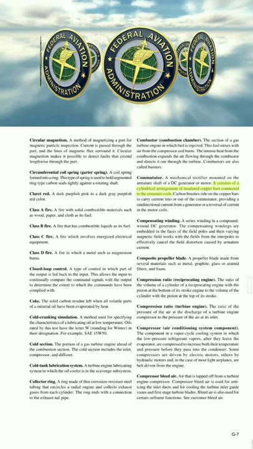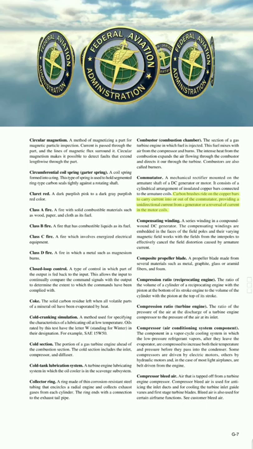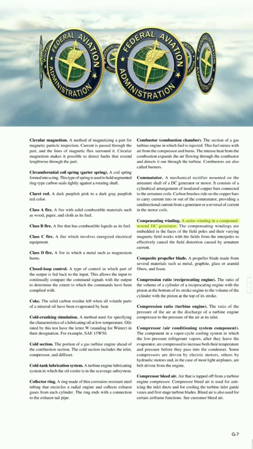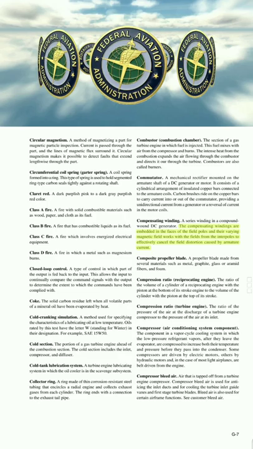Carbon brushes rest on the copper bars to carry current into or out of the commutator, providing a unidirectional current from a generator or a reversal of current in the motor coils. Compensating winding. A series winding in a compound wound DC generator. The compensating windings are embedded in the faces of the field poles, and their varying magnetic field works with the fields from the interpoles to effectively cancel the field distortion caused by armature current.